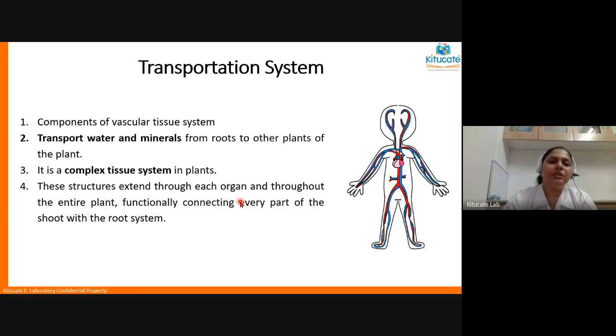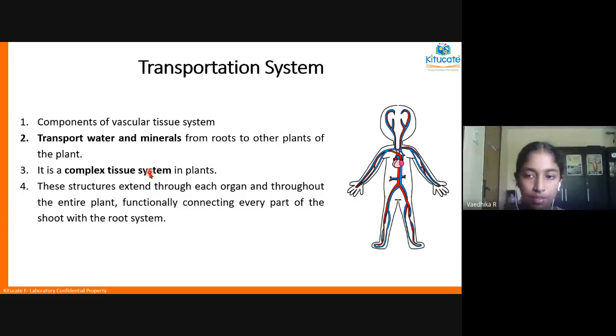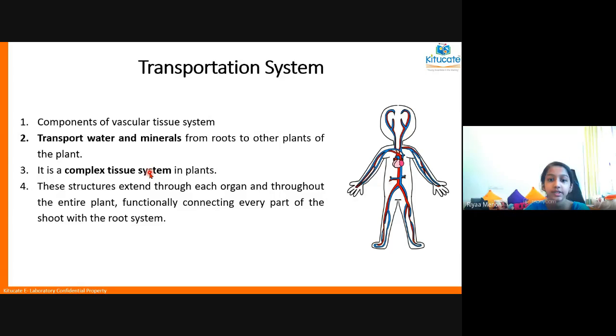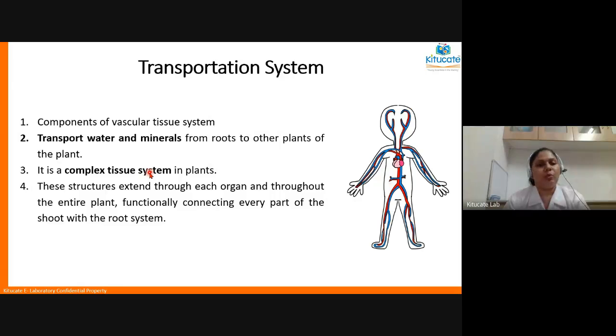Now, as I told you, it's very important that you understand that the vascular system is a complex tissue system. Okay, what do you understand by complex tissue system? It has more than one type of cells, which are working together. Okay.